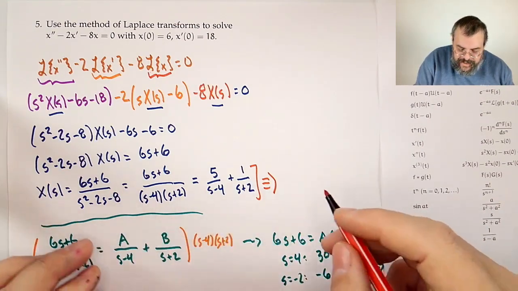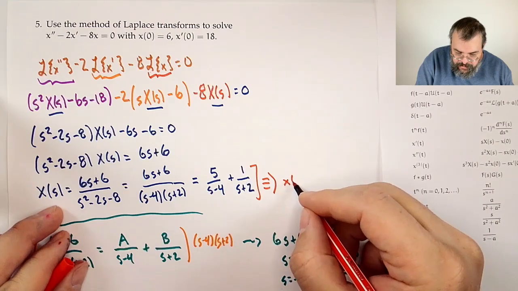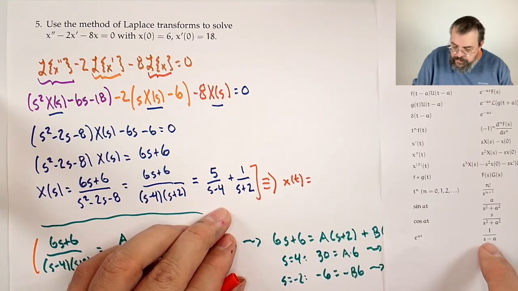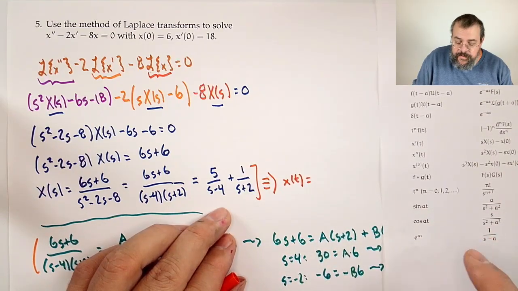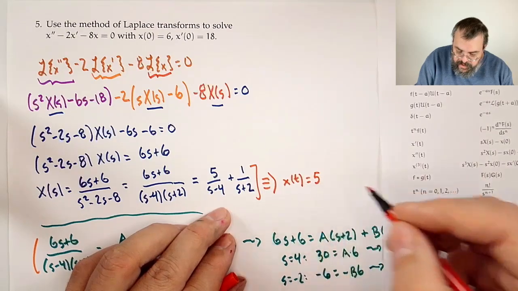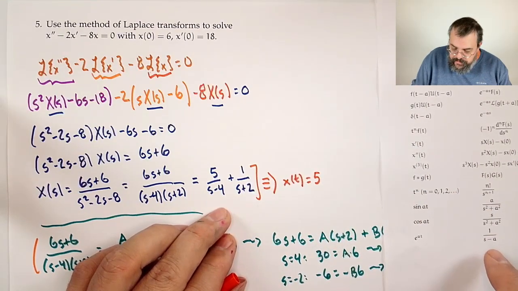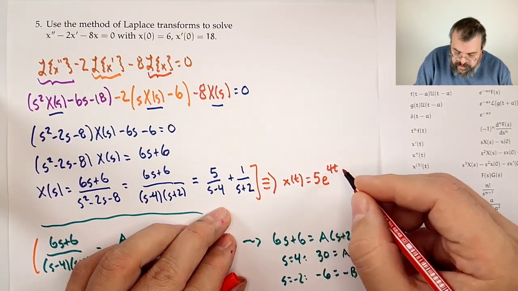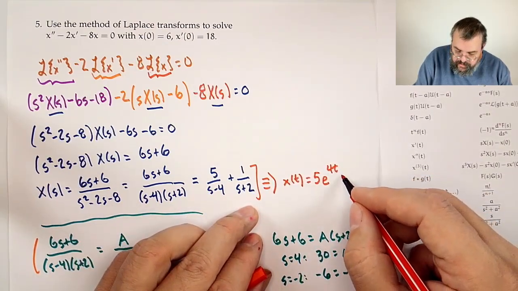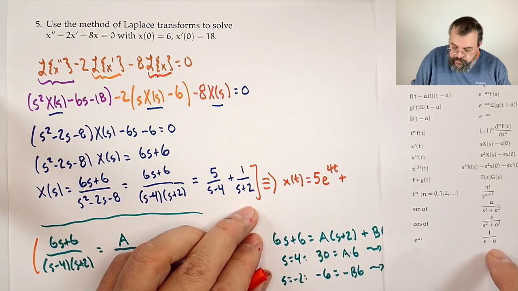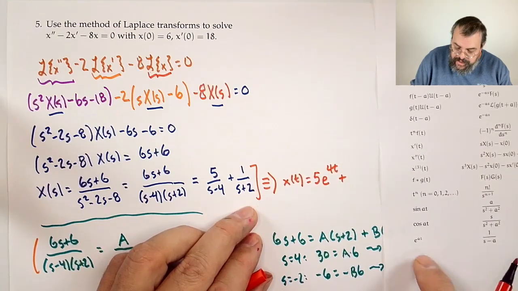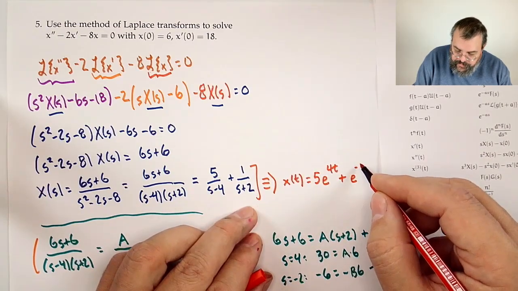Backwards. So x of t, which is what we're looking for, would be equal to the 5. Well, we don't need to worry about the 5 because this should just have 1 upstairs, so that just comes out as a constant. And then 1 over s minus a would become e to the 4t. So 5e to the 4t plus, and then 1 over s plus 2. Well, think of that as s minus minus 2. So that would be e to the minus 2t.